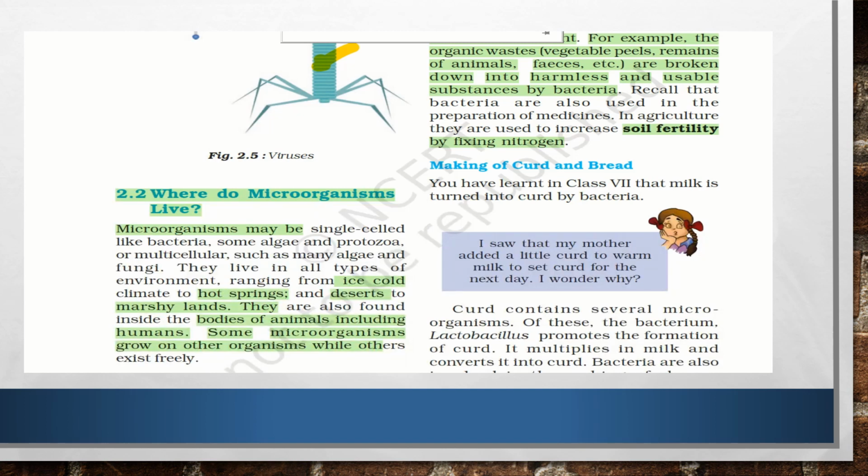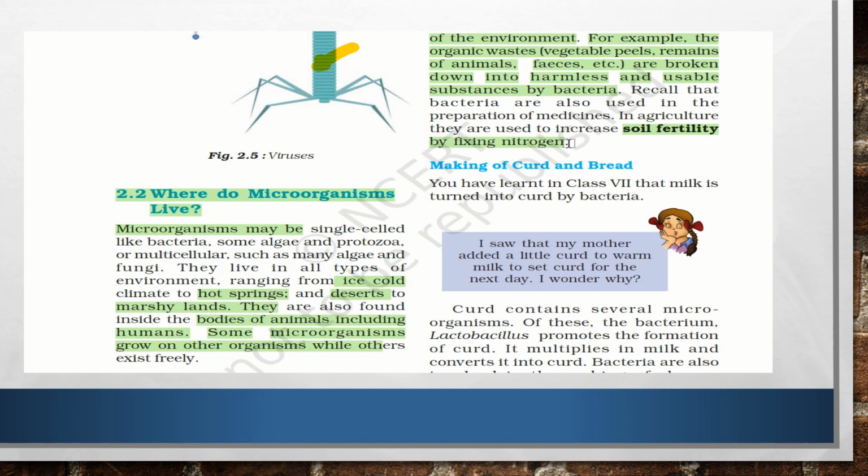Now, the first important use of these microbes is that they increase soil fertility by fixing nitrogen in the soil. There are several nitrogen-fixing bacteria. The names I'll be writing in the next slide. They are Nitrobacter, Rhizobium, and blue-green algae such as Nostoc, which convert atmospheric nitrogen into nitrates and nitrites or ammonia. In this way they increase the fertility of the soil.